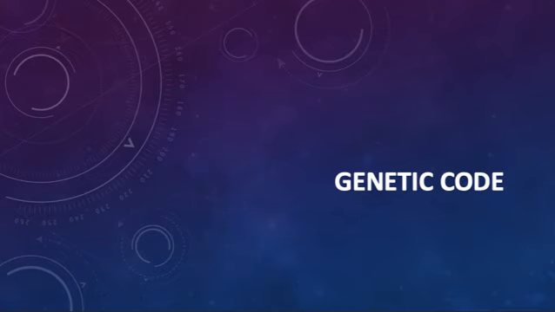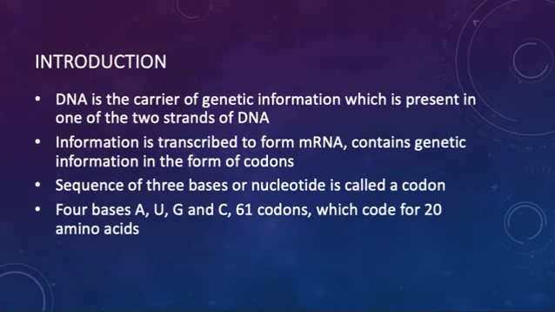Okay, so genetic code, what we've studied from previous classes, it is DNA is a carrier of the genetic information and it is present in one of the two strands of the DNA molecule. And this information is transcribed to form the mRNA, which contains the genetic information in the form of codons, right? So now these codons are made up of three bases or three nucleotides, and we call this the codon. So the four bases that we know here are A, U, G and C, and they make up 61 codons which can code for 20 amino acids.